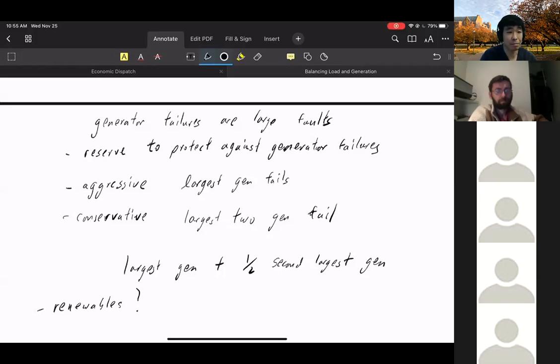So I don't have a good solution, but you guys can think about it, because if you work in this industry, you'll be the ones who essentially have to deal with this later down the line. Okay, you have to deal with this in some form or another. So it's worthwhile thinking about now. So any questions about generator failures, about reserves?